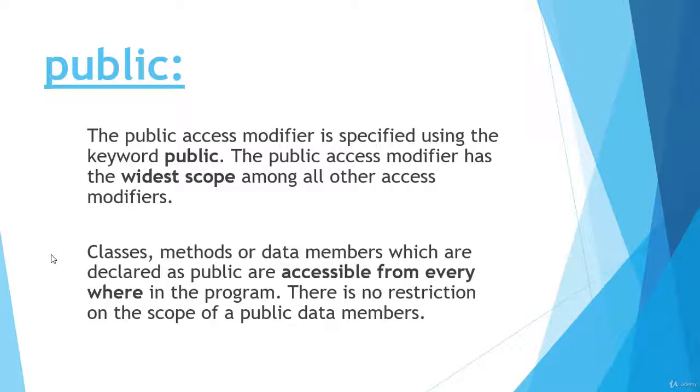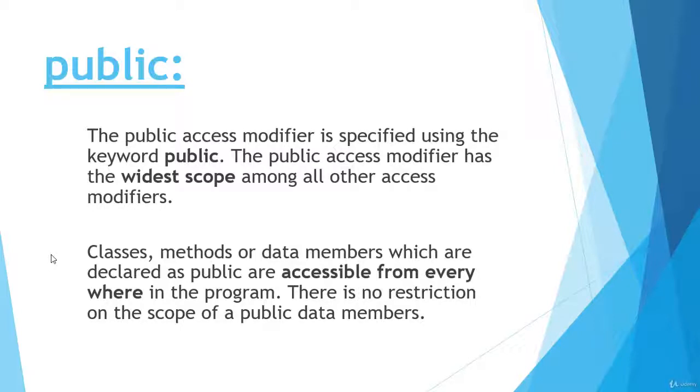So when we use the public access modifier, we can use that member anywhere we want. There is no restriction on the scope of public data members. So these are the 4 access modifiers in Java that help us to make our program more efficient.